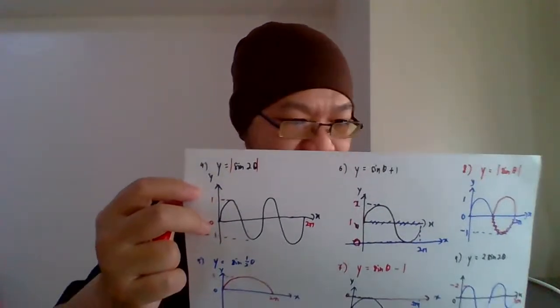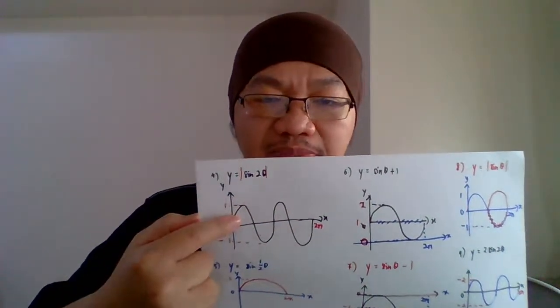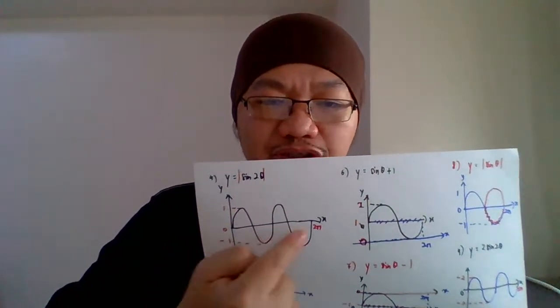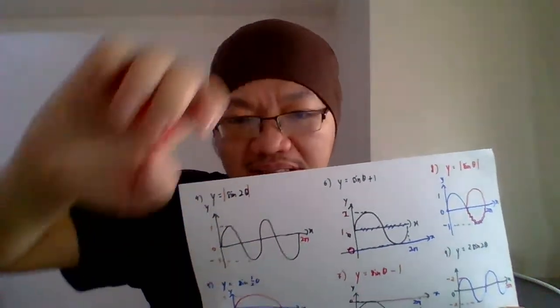So when we have the modulus, let's say I change number 4 to become number 10. When we have a modulus, what happened to our graph here? This part remains, but these two parts at the bottom will be reflected to the top because they become positive. Because of the modulus, it changes the negative region to become positive region. So it will become like this.